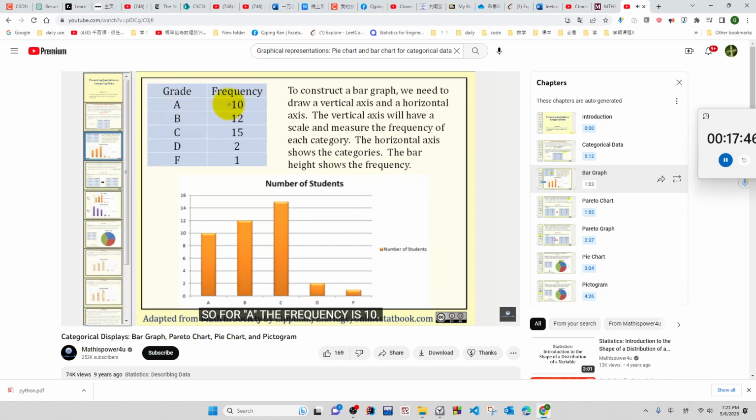So for A, the frequency is 10. Notice how the bar has a height of 10. For B, the frequency is 12. So for B, the bar has a height of 12, and so on. Sometimes you also see the frequency listed at the top of each bar like this.